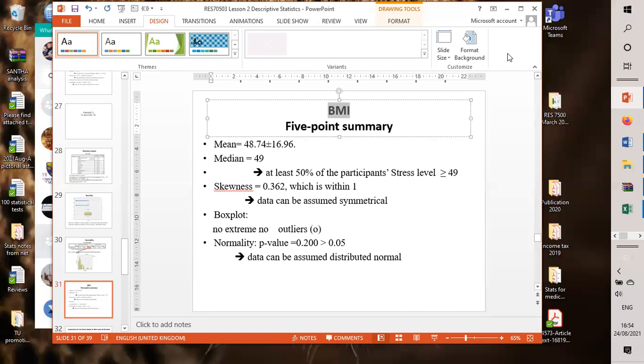All right, skewness? Negative 0.127. Is it within plus or minus 1? Yes. It can be positive, it can be negative, as long as it is within plus or minus 1. So the data can be assumed symmetrical. Right. Box plot.